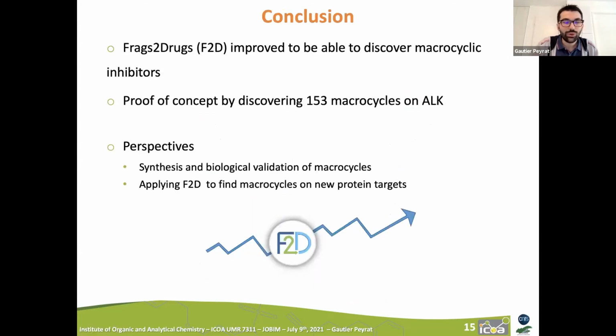So to conclude, I improved Frags2Drugs to be able to discover new macrocycles. I did a proof of concept by discovering 153 macrocycles on ALK. And as a perspective, we want to synthesize the macrocycles that we have found and also test them biologically. We also want to continue this study by applying Frags2Drugs to discover macrocycles on new protein targets.